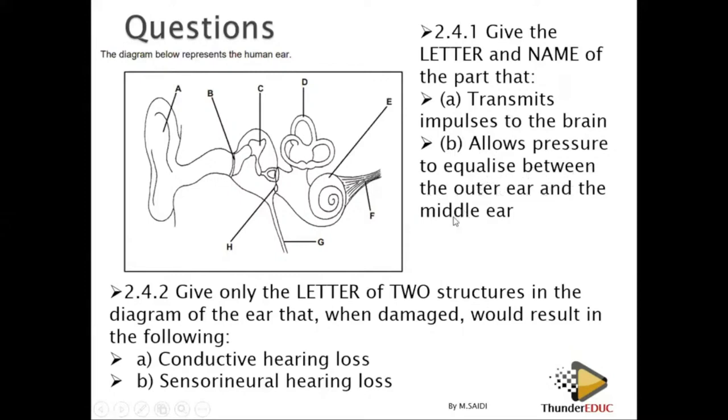Next: allow pressure to equalize between the outer ear and the middle ear. It means that it equalizes pressure on either side of the tympanic membrane. That's the part they are looking for. So the answer is G, the eustachian tube.